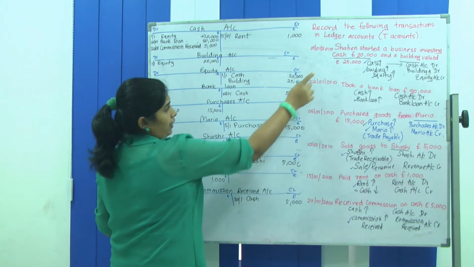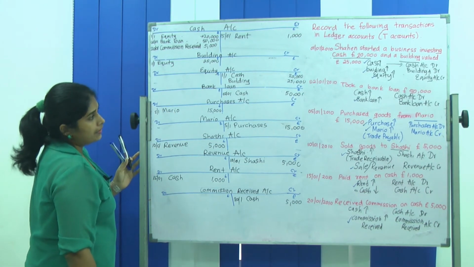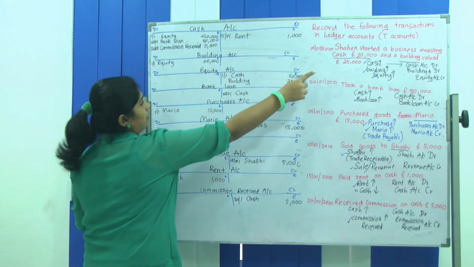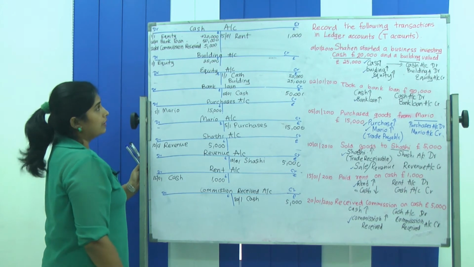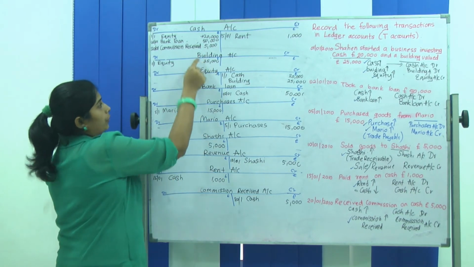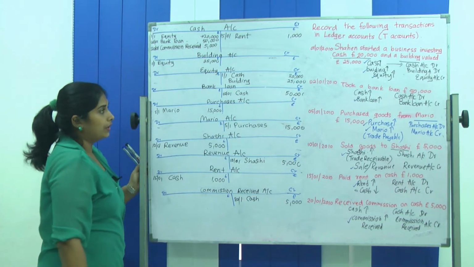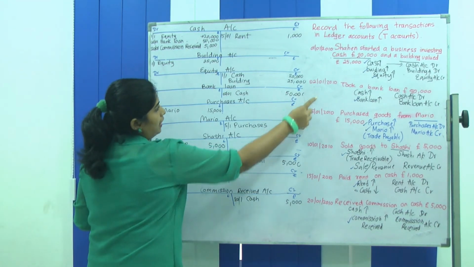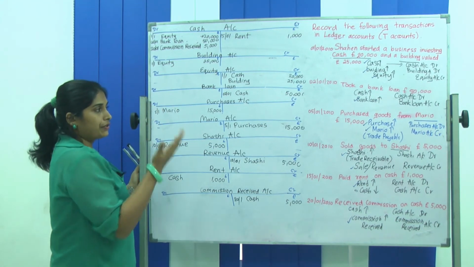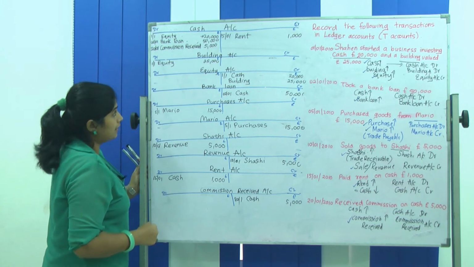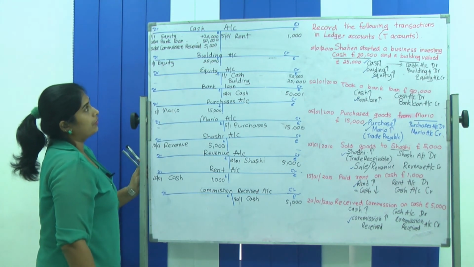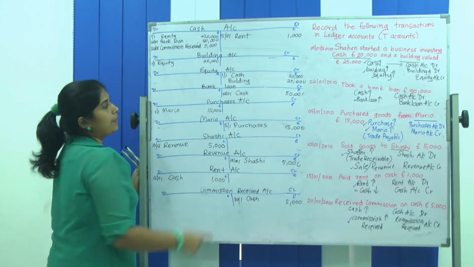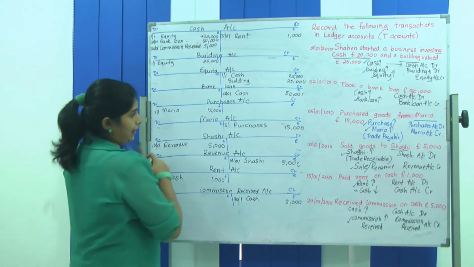First transaction, where Shaheen invests cash and a building. Cash increases, so cash was debited. Building increases, building debited too, and both amounts were credited to the equity account. Then he takes a bank loan where cash increases and a bank loan liability increases. So we debited the cash account 50,000 as bank loan, and we credited the bank loan account as cash.